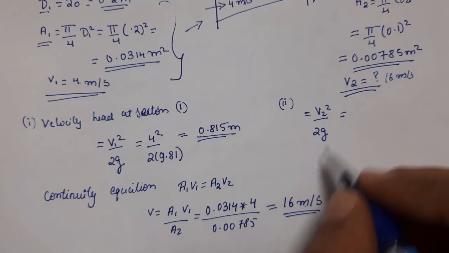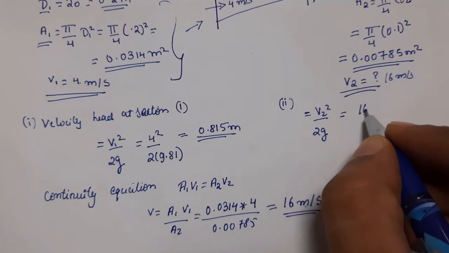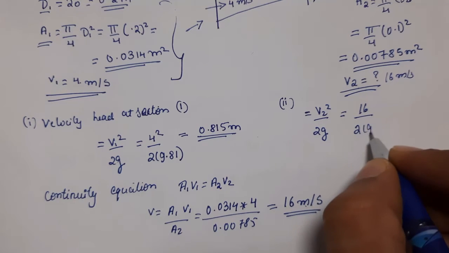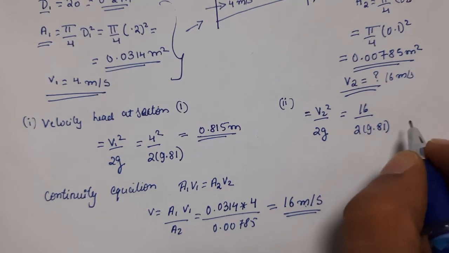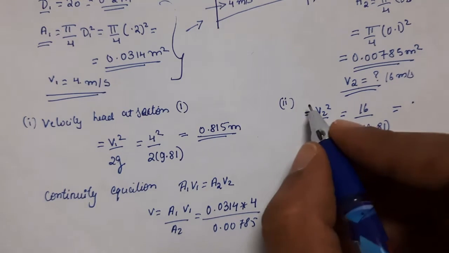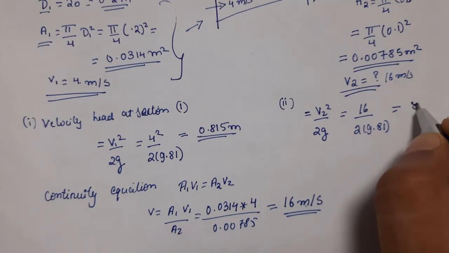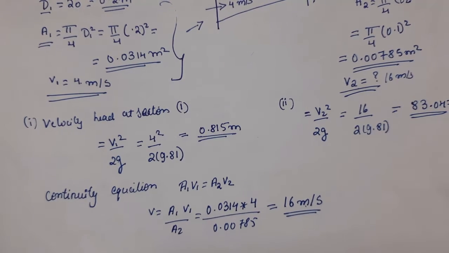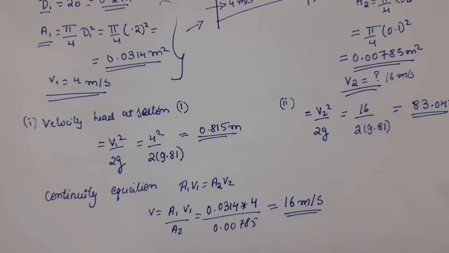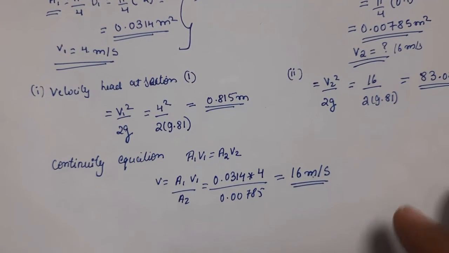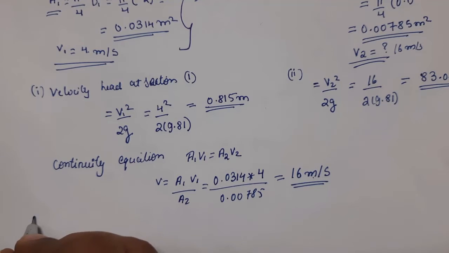Okay, now substitute this value over here. What we get is 16 square by 2 into 9.81. You will get the velocity head at section 2 as 13.047 meter. Okay, now next let us calculate the rate of discharge. So rate of discharge can be written as, that is the second thing.